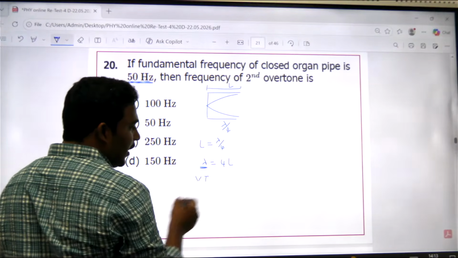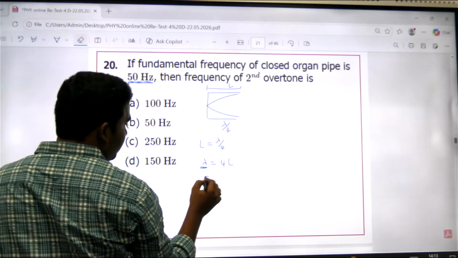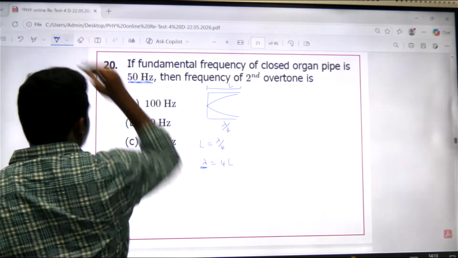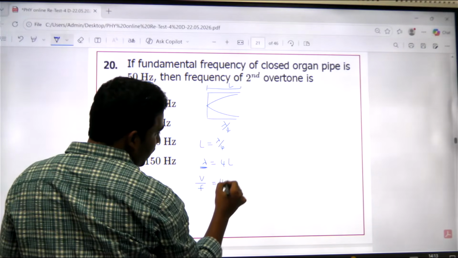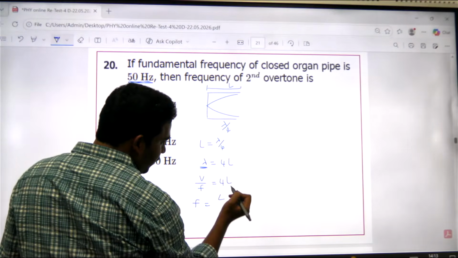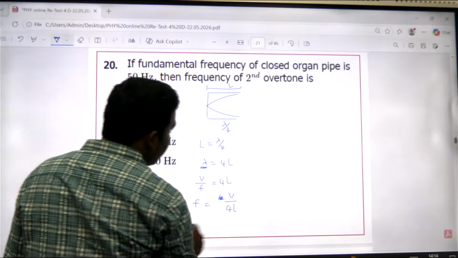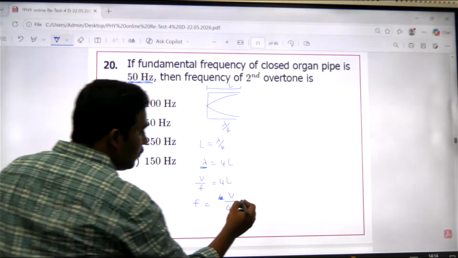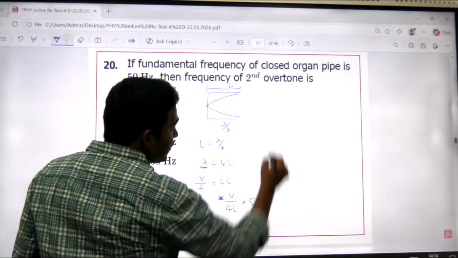Or I will write it as velocity divided by frequency. This is velocity divided by frequency is equal to 4 into that. So your frequency would be equal to V by 4l. This is the fundamental frequency and this is equal to 50 Hz.